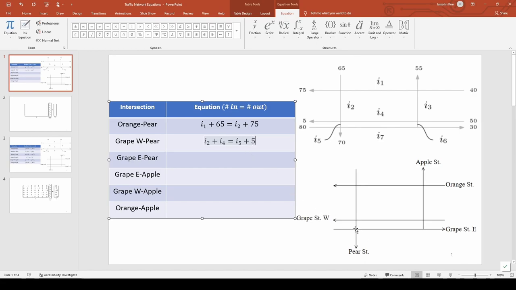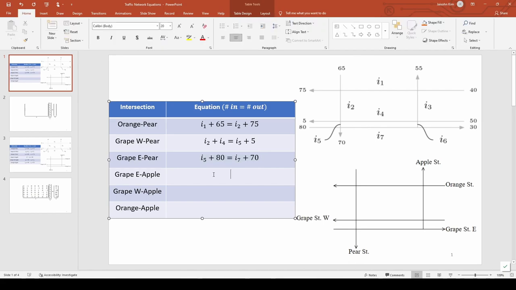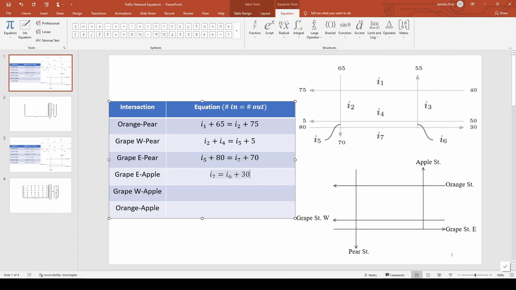If we go down to Grape East and Pear, we have i5 and 80 vehicles going in, and i7 and 70 vehicles coming out. For Grape East and Apple, we have i7 going in, and i6 and 30 going out. For Grape West and Apple, we have i6 and 50 going in, and i3 and i4 going out. And finally, for Orange and Apple, we have i3 going in, and 40 going in as well, and then we have i1 and 55 both going out.